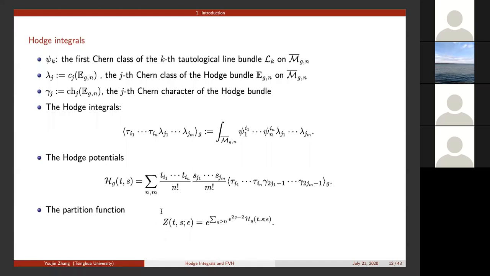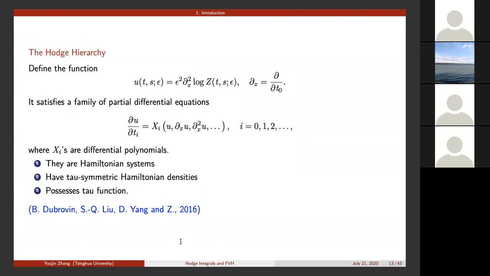Now we can also form the partition function by summing these Hg together. We call this the genus expansion form. Then taking the exponential, we obtain the partition function for the Hodge integrals. As before, we consider a particular two-point function, again denoted by U. Now this U depends not only on T, but also on the extra parameters S, so it is also a function of epsilon. Then we can also consider the evolution of this U along this T. So what happens? Can we find some evolutionary PDE that controls this function U?